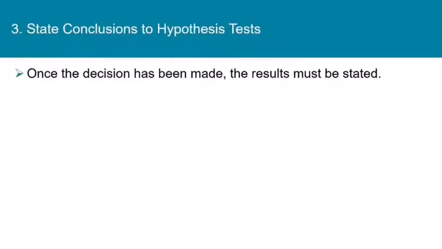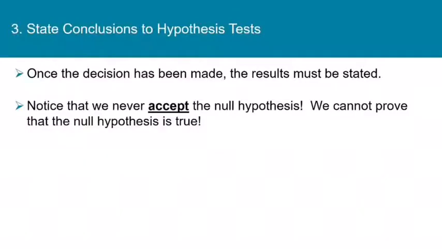Okay, so much for type 1 and type 2 errors. The results have to be stated. Notice now that we never accept the null hypothesis. We never say that we've proved the null hypothesis is true. We can't prove the null hypothesis is true, just as a defense attorney never tries to prove that his client is innocent. You let the prosecutor prove that he's guilty, but nobody ever proves that the defendant is innocent. It's just that if we can't prove he's guilty, we have to assume he's not guilty.